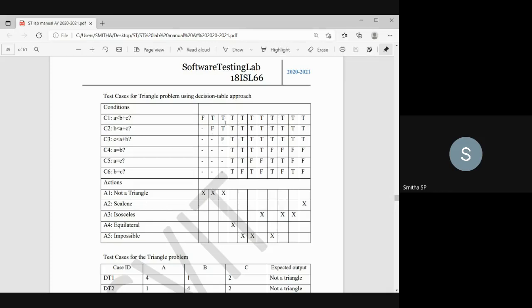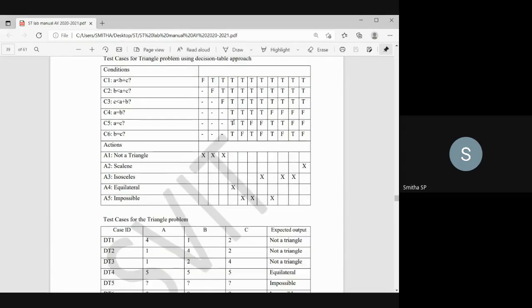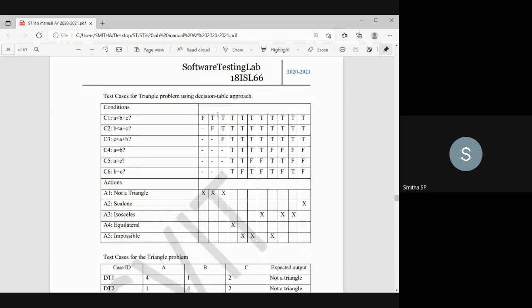Similarly, for the third rule, C1 and C2 are satisfied, but C3 is not satisfied. It is failed, that is, it is made as false. So here the action is not a triangle. Then moving to the next rule, you may get confused here. You make the entries R1, R2, R3 as rules here; they have not written R1, R2, R3 as rules, you name them while you are writing in the observations.